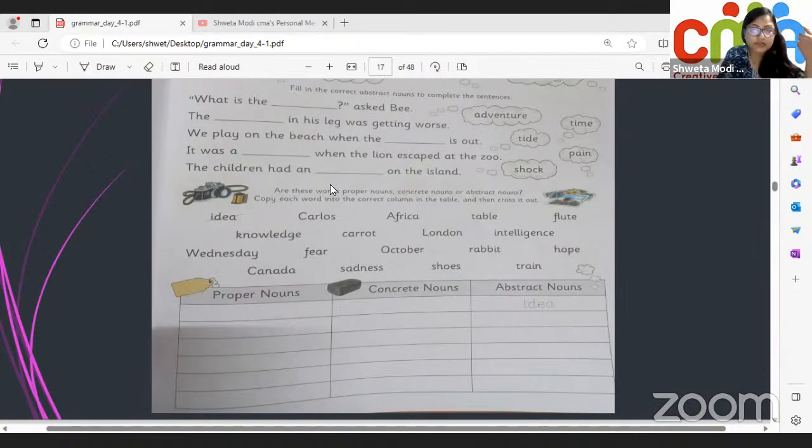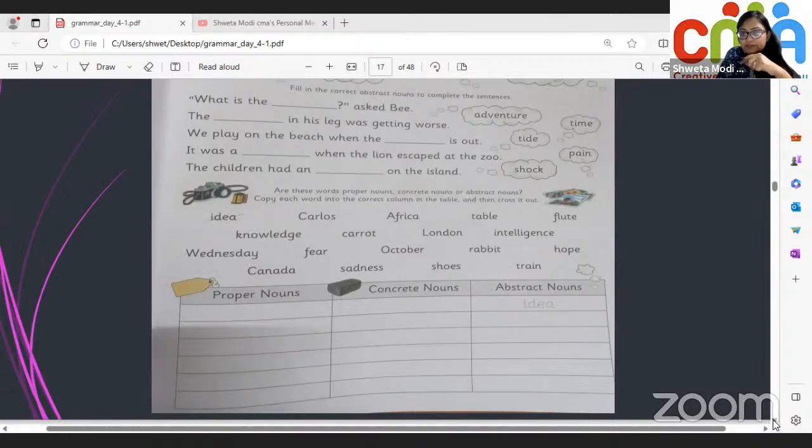What is the time? Ask the bee, the pain in his leg. And then when the tide is out, it was a dash shock, and the children had an adventure.